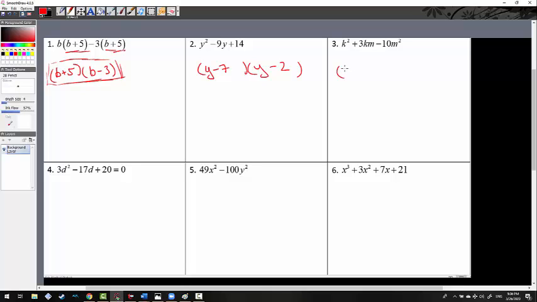This guy is pretty basic also. So k and k, looks like I'm going to go with a plus 5 and a minus 3, but because there's an m following on each of the second and third terms, each one gets an m.